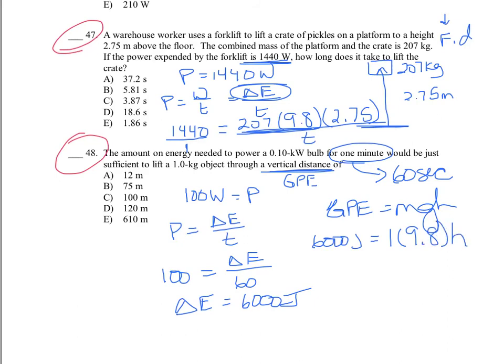So you can see that when I take 6,000 and divide by 9.8, that's a huge distance. And that's just to power your 100-watt light bulb for 1 minute. So that's how much potential energy it uses. So our electrical energy is often a lot bigger than our gravitational or kinetic energies.